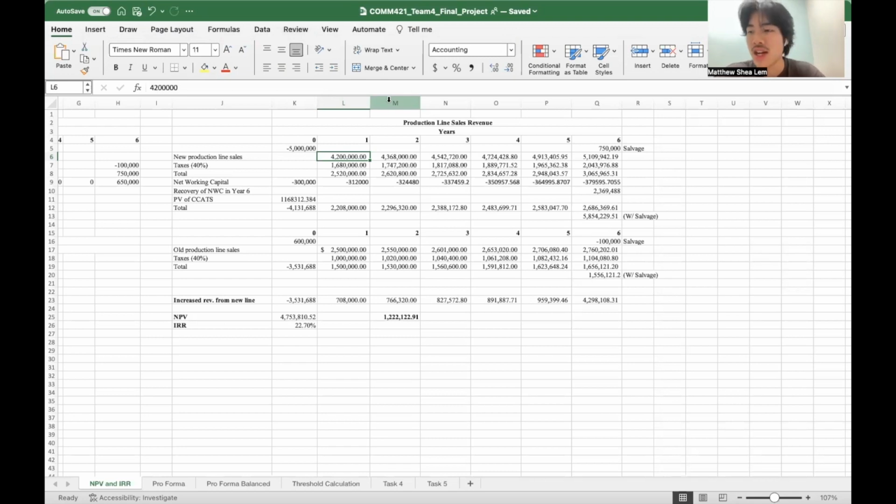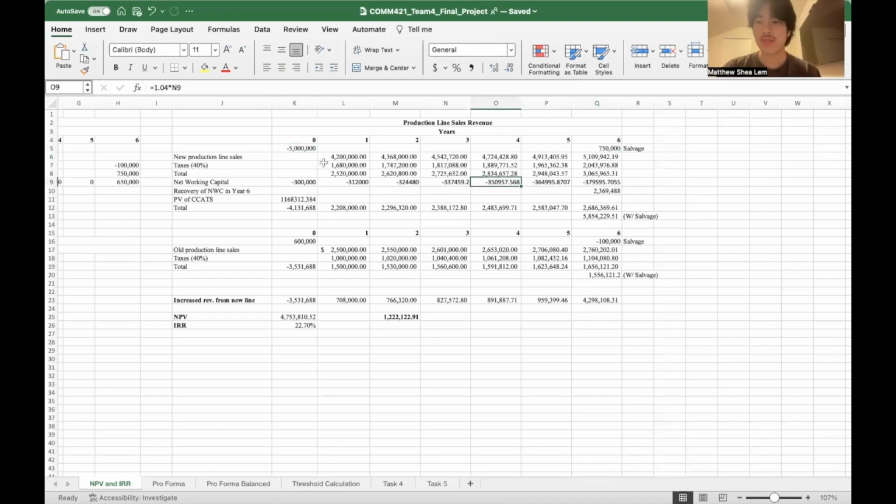To do this, we decided to calculate the NPV and the IRR of the replacement of the production line. This was first done by calculating the cash inflows and outflows for each production line and then subtracting the smaller one from the larger one. For the newer production line, we started by subtracting $5 million in year 0 as the initial cost and adding $750,000 in year 6 as salvage.